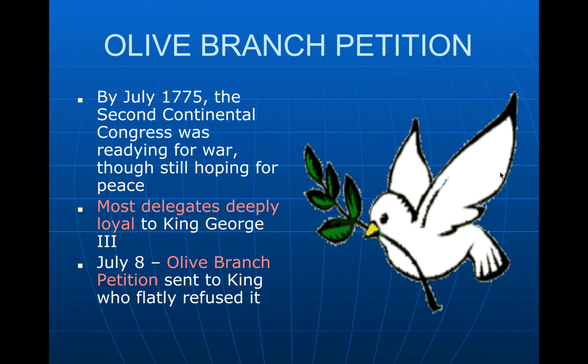By July of 1775, the Second Continental Congress was hoping that there could be some sort of peace. And again, a lot of the delegates were still loyal to the English crown, and they wanted to extend peace through an olive branch petition. And the king refused this olive branch petition, so basically continuing the revolution.